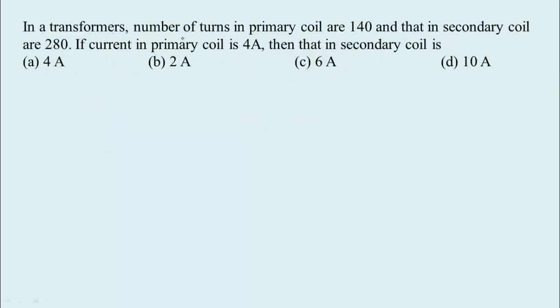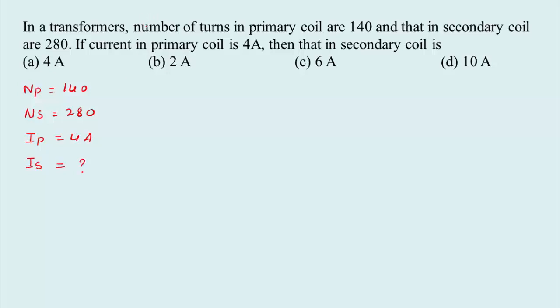In a transformer, number of turns in primary coil are 140 and that in secondary coil are 280. If current in primary coil is 4 ampere, then that in secondary coil is? See here, number of turns in primary NP is given, that is 140. Number of turns in secondary is 280 and the current in the primary is given. Current across primary IP is given 4 ampere. So then that in secondary we have to calculate, that is IS.